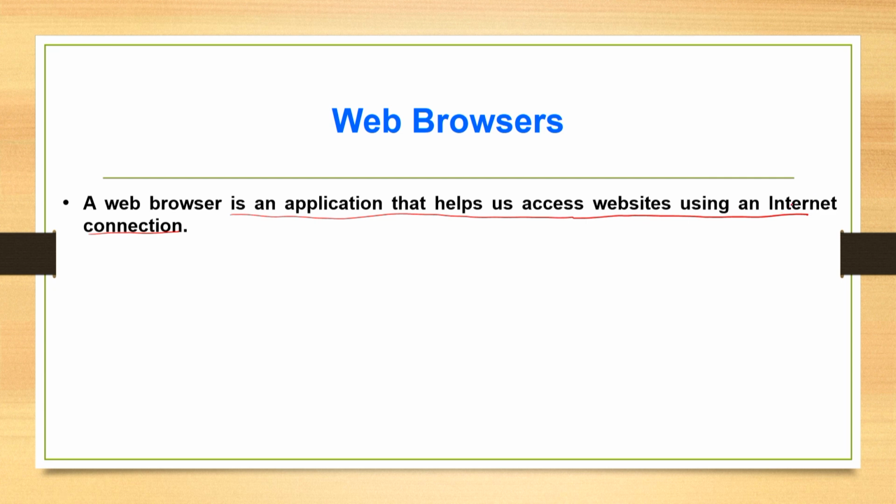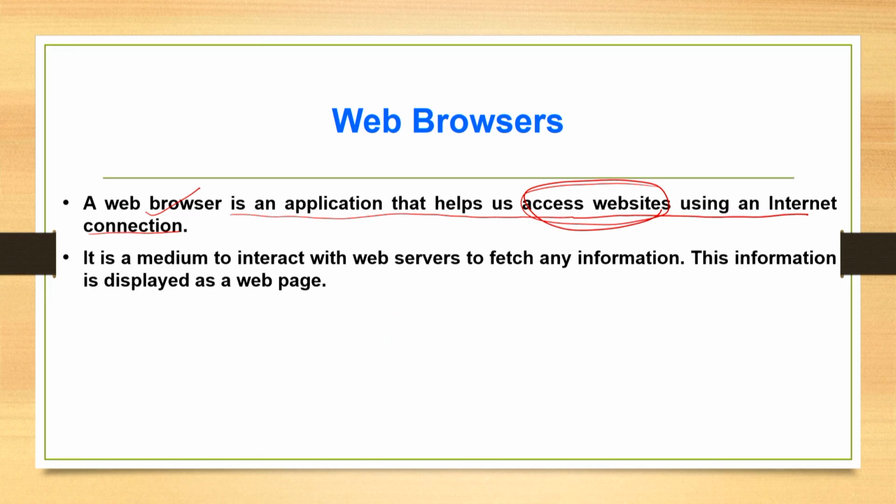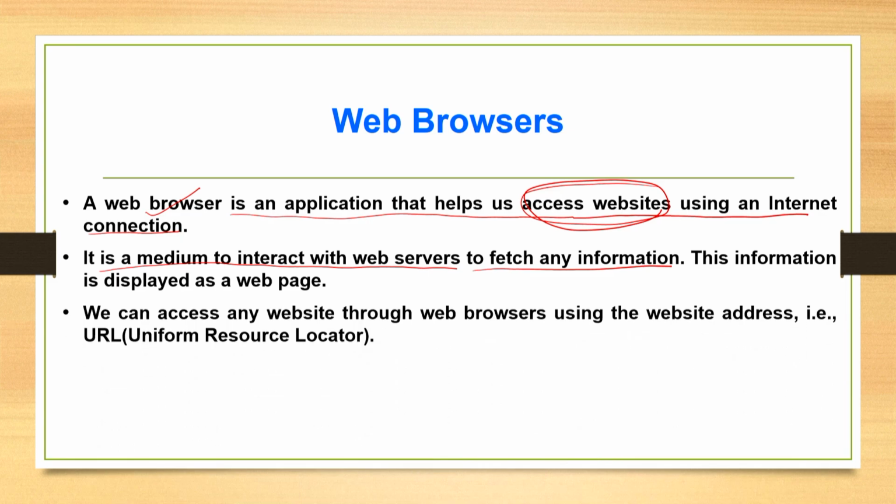So, if we have an internet connection, the next question comes: how to access a website? For that, we use a web browser. Another way you can say is that it is a medium to interact with the web servers to fetch any information, and this information is displayed as a web page. We can access any website through a web browser if we know the website address. The website address is given by the URL, that is the Uniform Resource Locator.